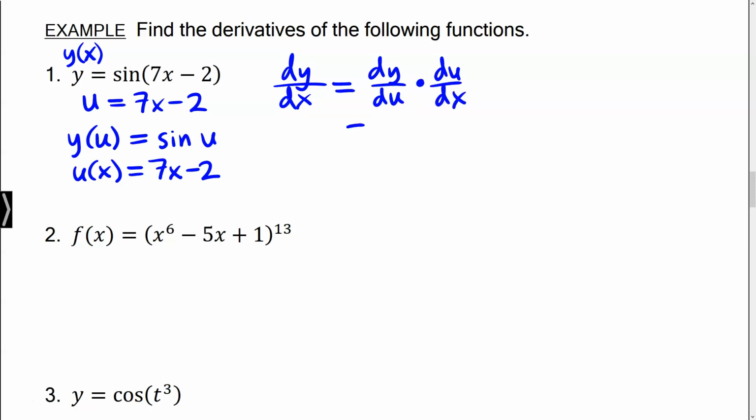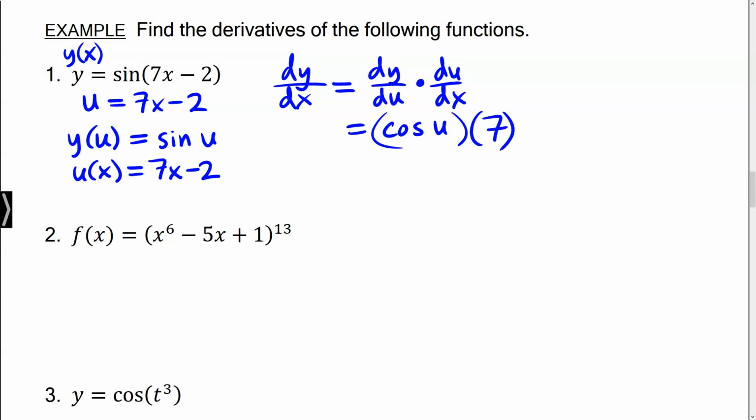Okay, well, what's dy/du? Well, we have y as sine u, so dy/du is the derivative of sine, which is cosine u. And then we're going to multiply that by du/dx, the derivative of 7x minus 2 with respect to x, which is 7.